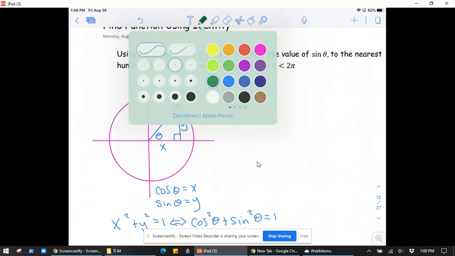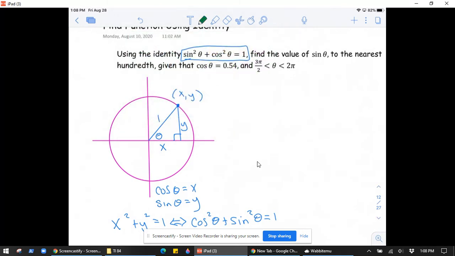So let's use it. We're asked to find sine of theta given that cosine of theta is 0.54, and we're in this quadrant here, so we're in radians. And since we know that this is the same as 270 degrees and this is the same as 360 degrees, we know we're describing quadrant 4. Okay, we're in quadrant 4.